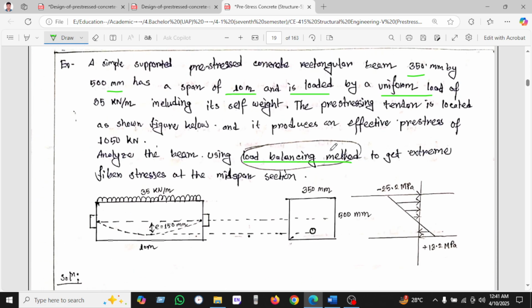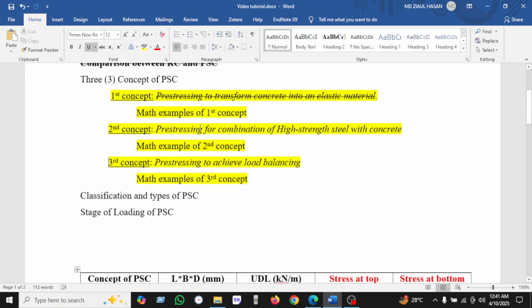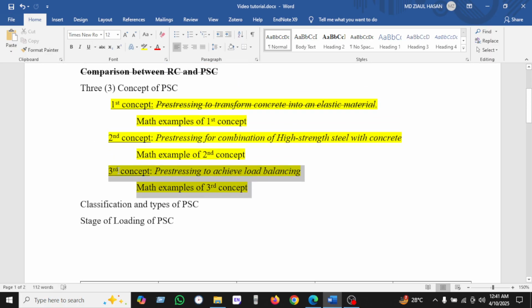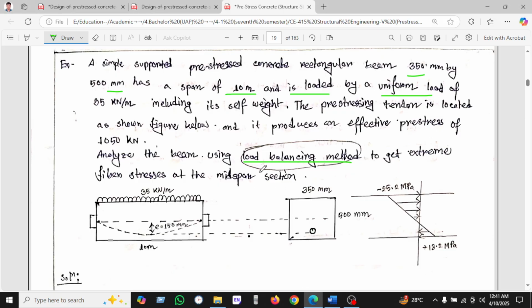This is another example for concept 3. We take another example, and the prestressing tendon is located as in the figure below, producing the effective prestress of 1650 mm. Analyze the beam using the load balancing method, which is concept 3, to get the extreme fiber stress at the mid span. So this is the mid span.